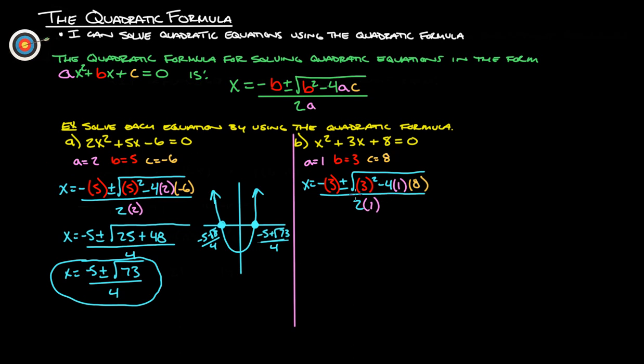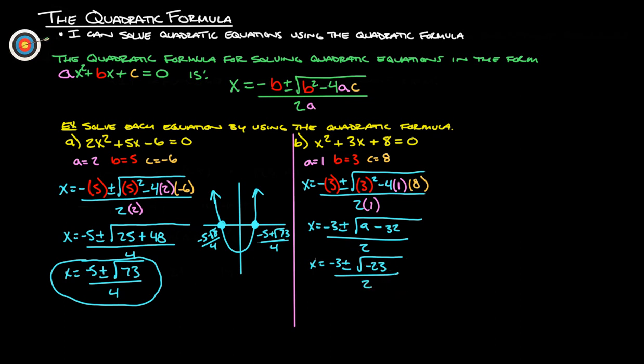Hopefully that helps out. So this simplifies down to x equals negative 3 plus or minus the square root of, and then we have 3 squared is 9. A negative times a positive is a negative. 4 times 1 is 4. 4 times 8 is 32. All over 2 times 1, which is 2. So this is x equals negative 3 plus or minus the square root of 9 minus 32, which is what? Negative 23, all over 2.